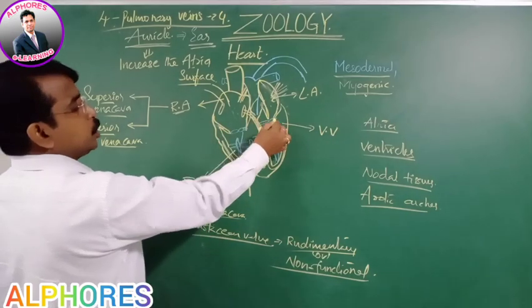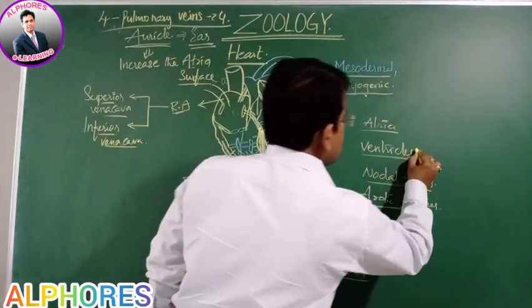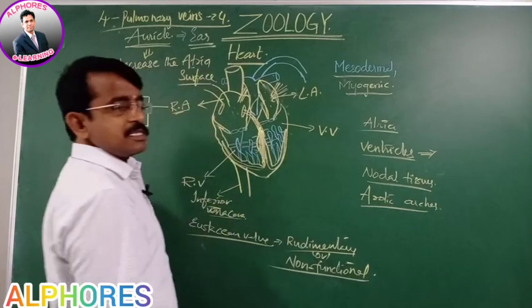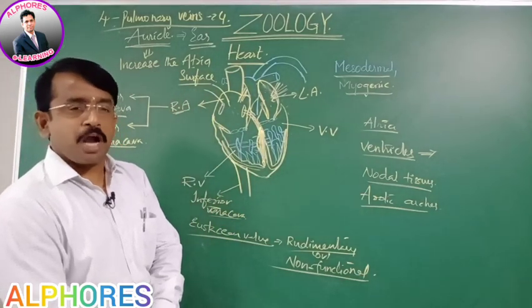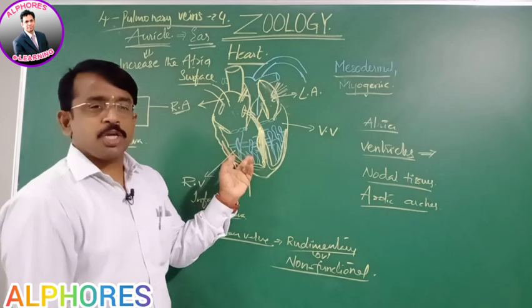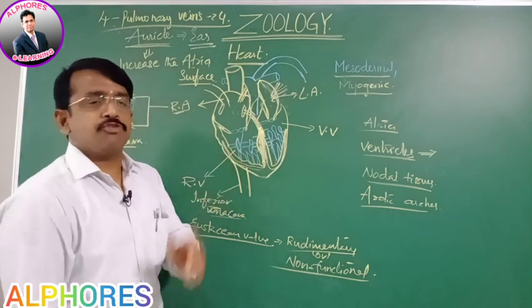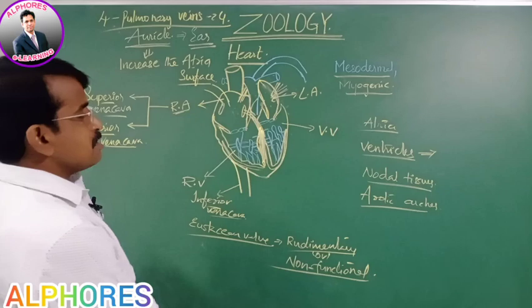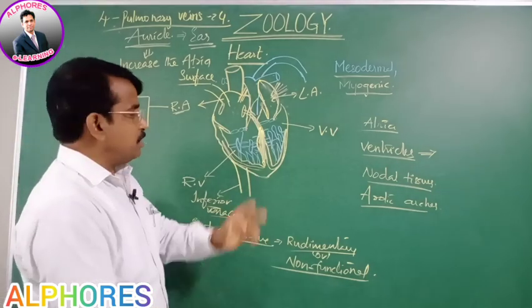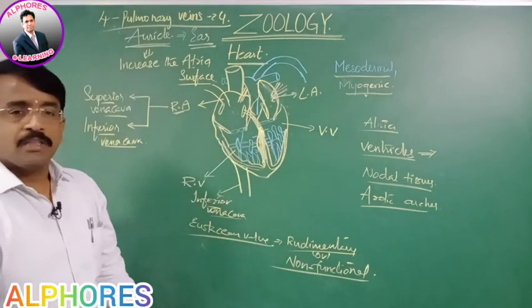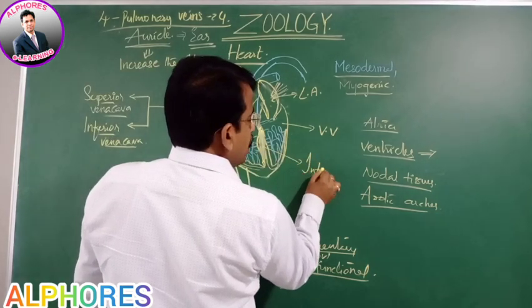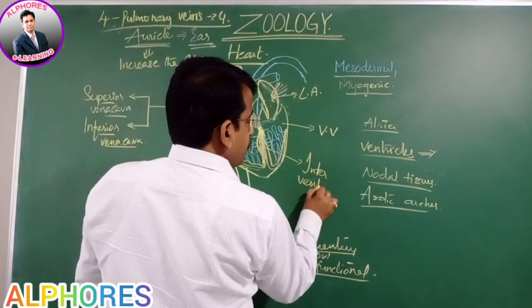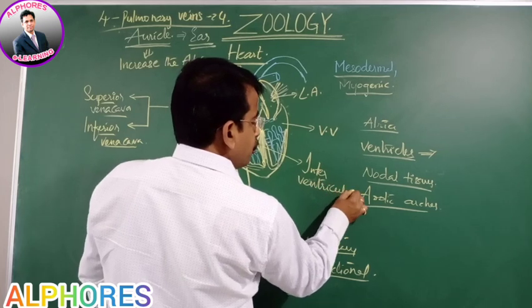Atria lead into the next one we'll discuss, the ventricles. Ventricles are the posterior chambers. They are the posterior blood pumping chambers, and these have thick walls when compared with that of the atria. The two ventricles are separated by means of the interventricular septum.